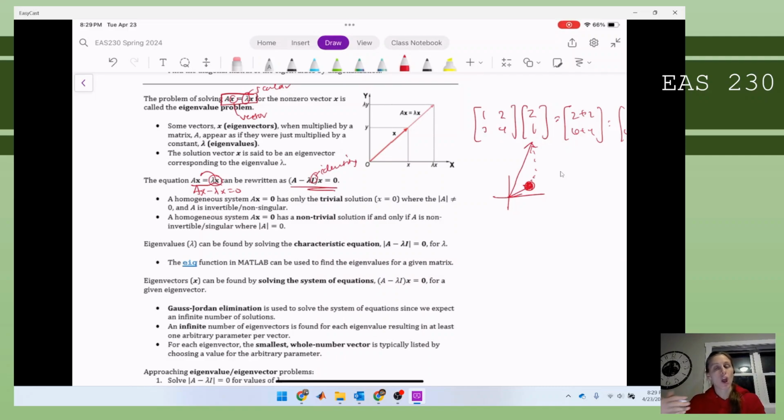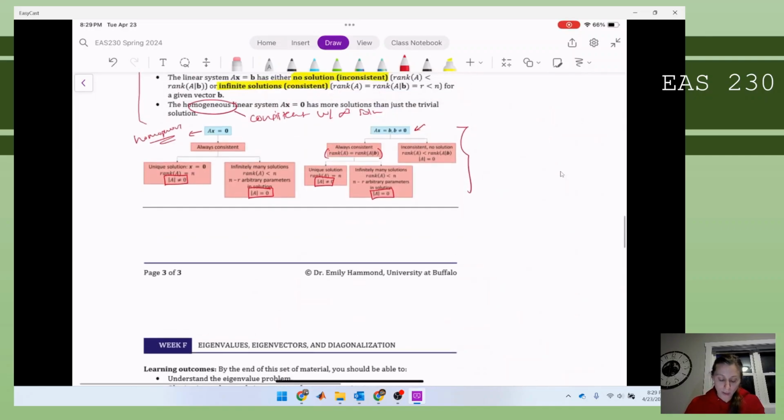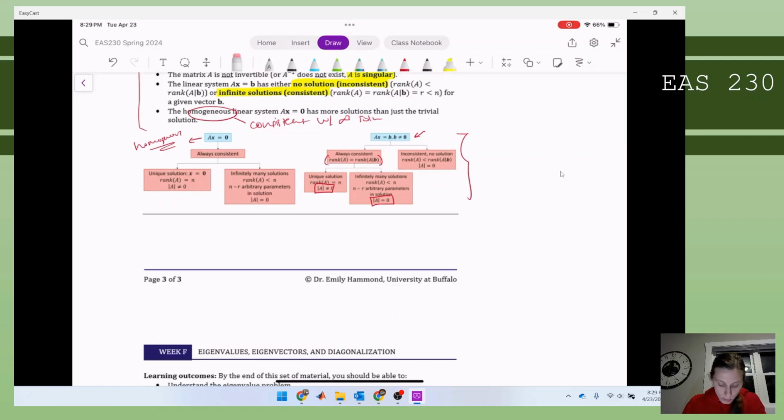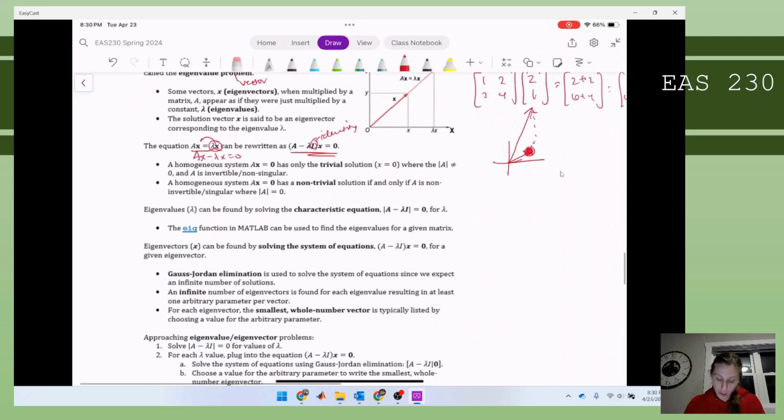I'm essentially trying to see which vectors this works for. So notice this is a homogeneous system. When I have a homogeneous system, I have one of two scenarios. I either have the determinant of A not equal to 0, A inverse exists. When that happens, my only solution is x equals 0. I'm not interested in this one. This one's not interesting, 0 equals 0. I already know that. I'm interested in this one, where the determinant of A equals 0 and I have an infinite number of solutions.